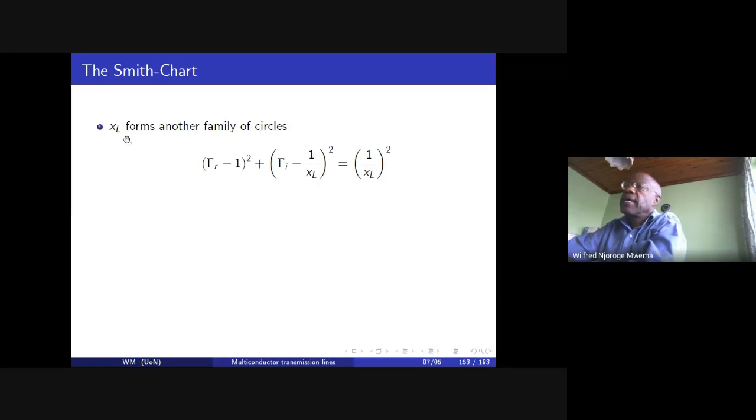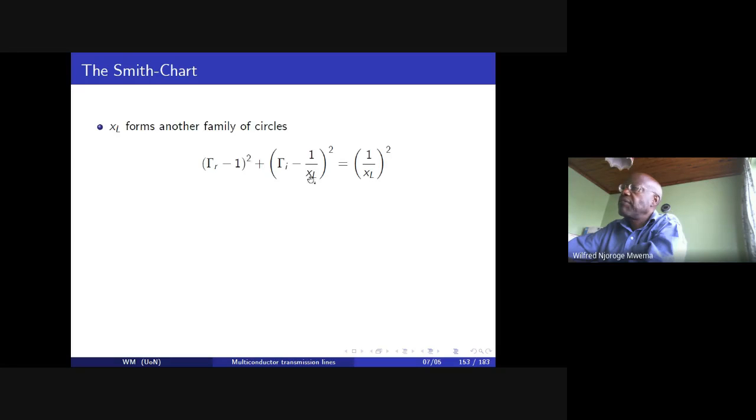XL as well will form another family of circles with an equation given by the real part of gamma minus 1, all squared, plus the imaginary part of gamma minus 1 over XL, all squared. We can see that this will be centered at 1 along the real axis, and then it will be varying along the imaginary axis at 1 over XL. And its radius will be 1 over XL.